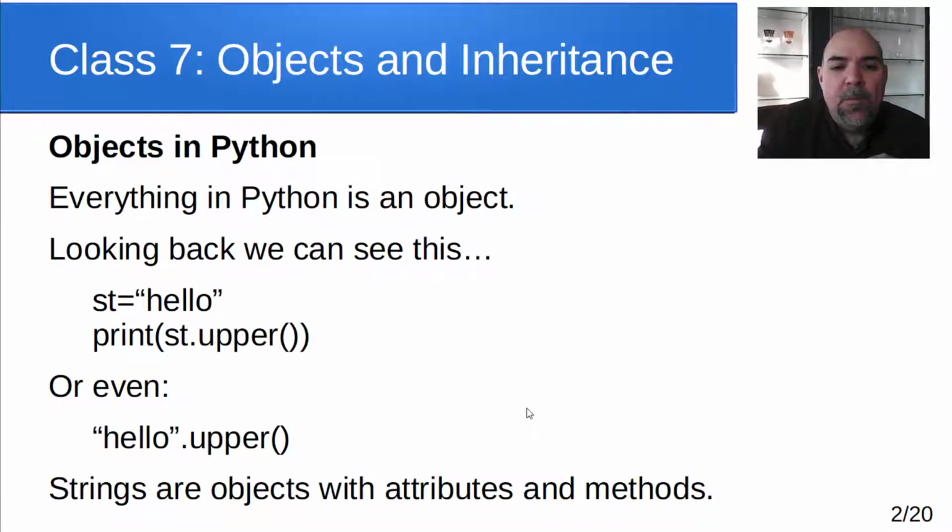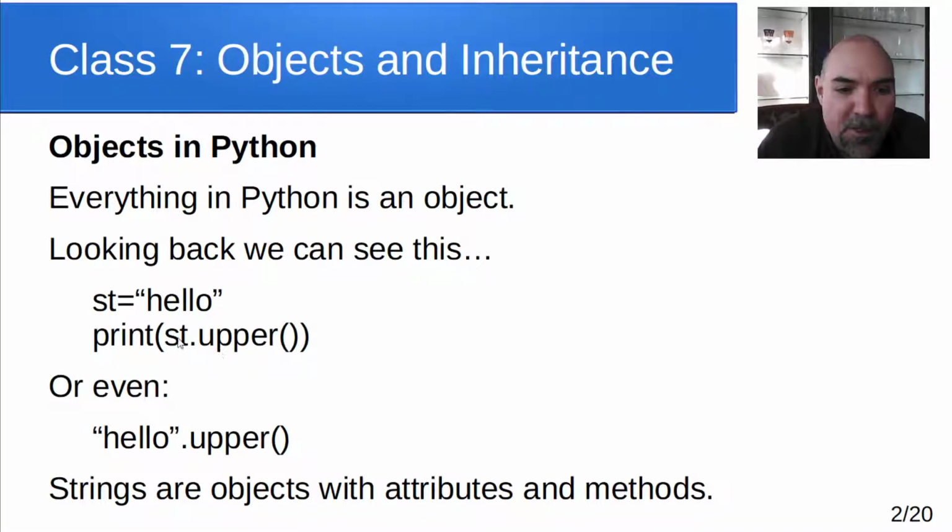Now, first off, objects in Python. Everything in Python, unlike some other languages, is some sort of an object. And if you look back at code you've written in Python, you can see evidence of that show up. So for example, if you have a string like st equal "hello", just a string in double quotes, that string itself has a .upper method that looks exactly like an object. So this string is actually an object.